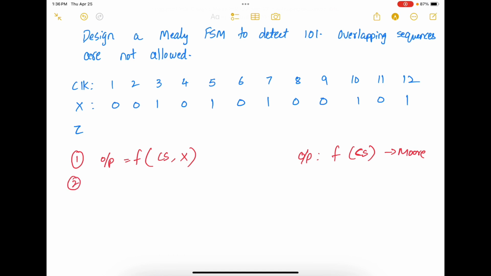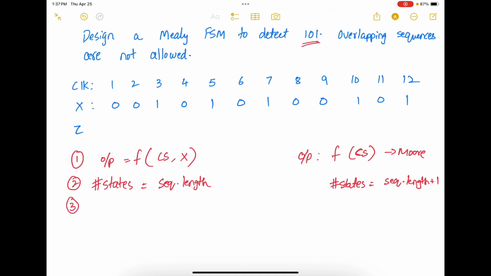The second thing is, in a Mealy machine, the number of states is equal to the length of the sequence. So the number of states is equal to the sequence length. So if your sequence is 3 bits long, then your number of states will be at most 3. Remember that in a Moore machine, the number of states is equal to sequence length plus 1. So that's point number 2.